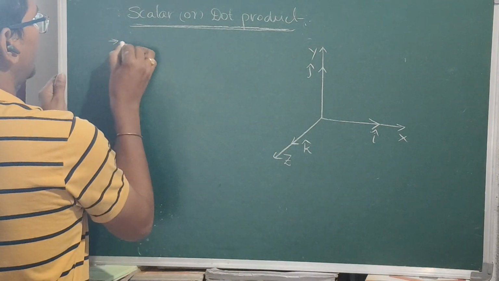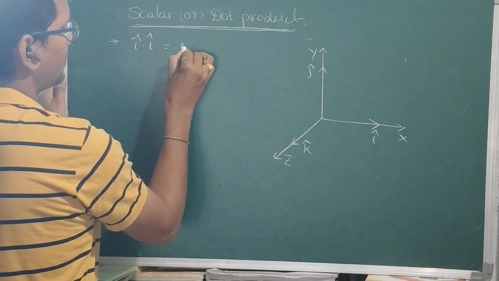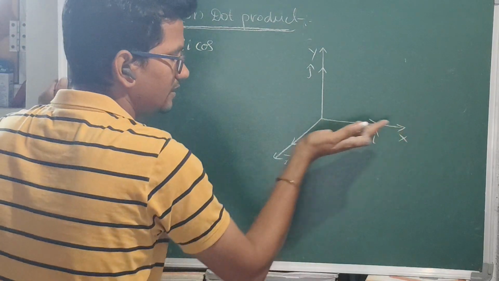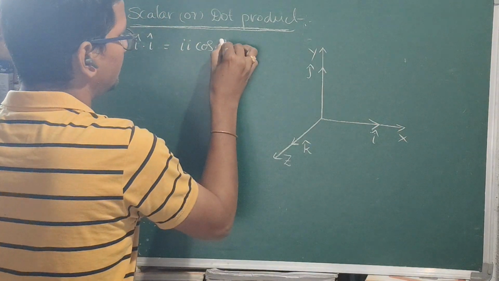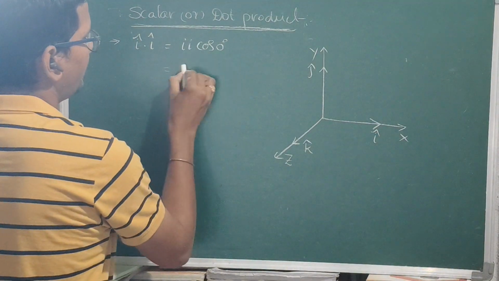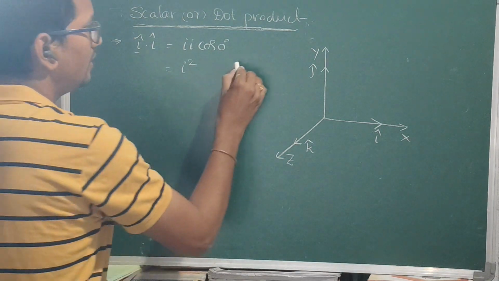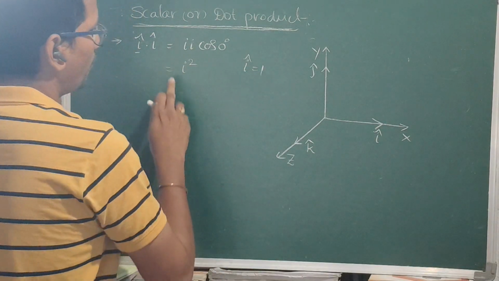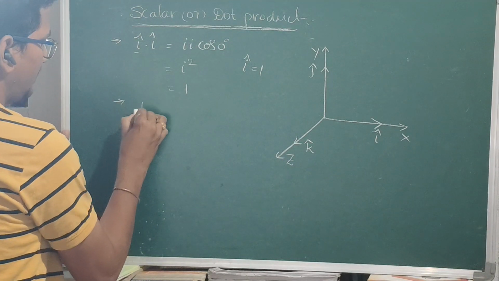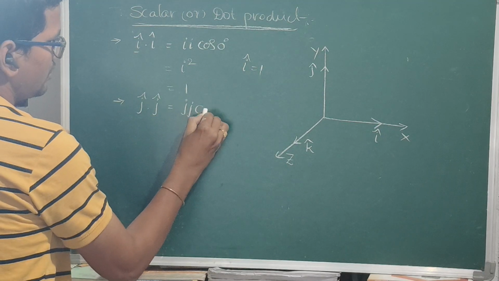First of all, we want to write i cap dot i cap. What happens? i into i into cos. I cap dot i cap means the same direction, so they are parallel and the angle is 0 degrees. So i into i into cos 0, and cos 0 value is 1, giving i square. But for a unit vector the magnitude is 1, so i cap is equal to 1, and 1 into 1 square means 1. And second one, j cap dot j cap.